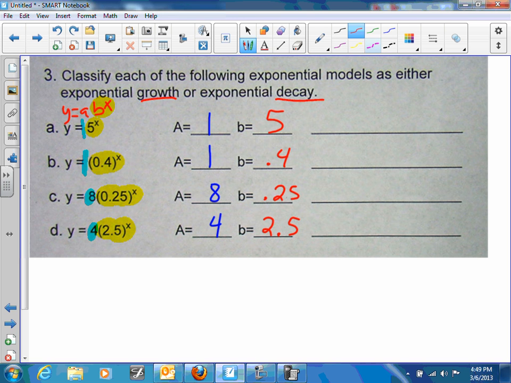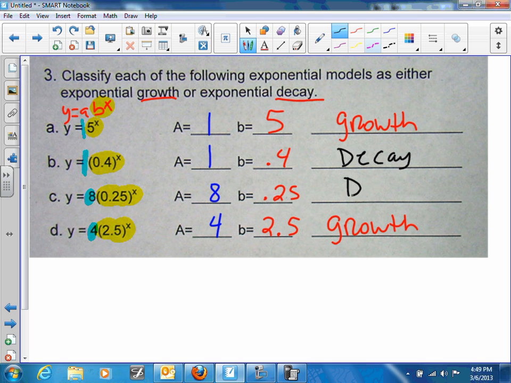So remember, if your b value is greater than 1, this is growth. If it's greater than 1, this is growth. Therefore, if it's between 0 and 1, this is decay. All right, that's your notes for today's lesson.